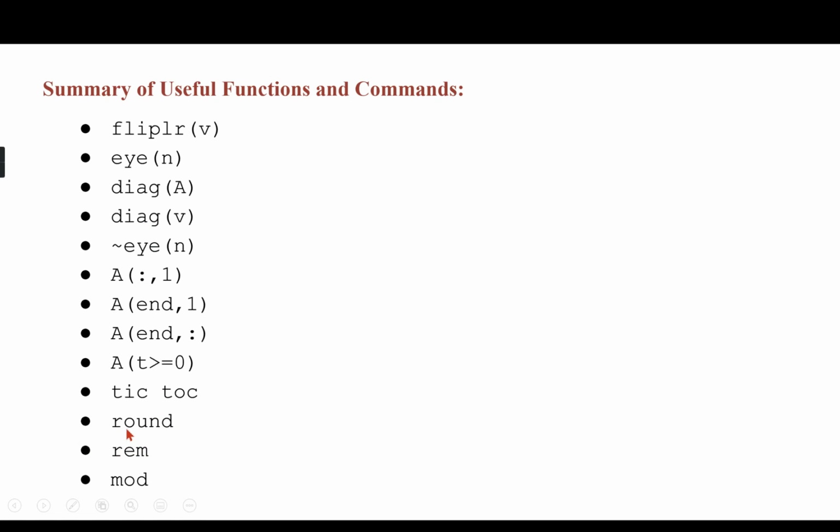Another useful function is the round function, which will round the number to the nearest integer. The remainder function and the modulo function are also helpful to, for example, figure out the remainder of a division. So this will be useful when you solve some of the exercises in this lab, to be particular, exercise 1. So you could use remainder or the modulo function.